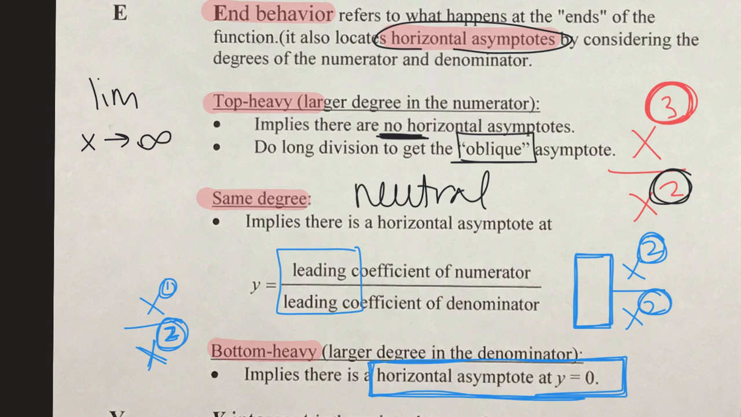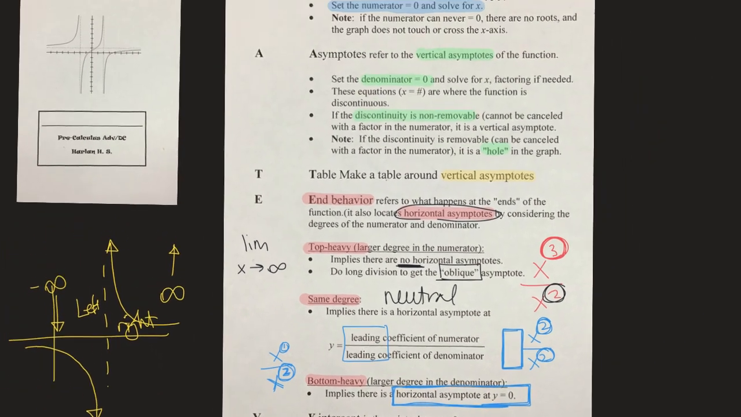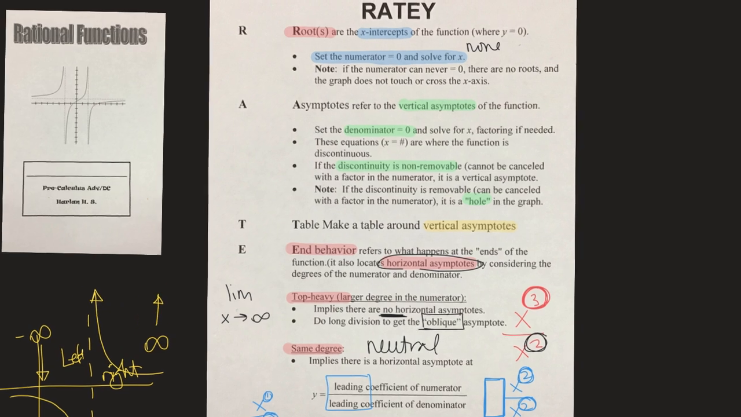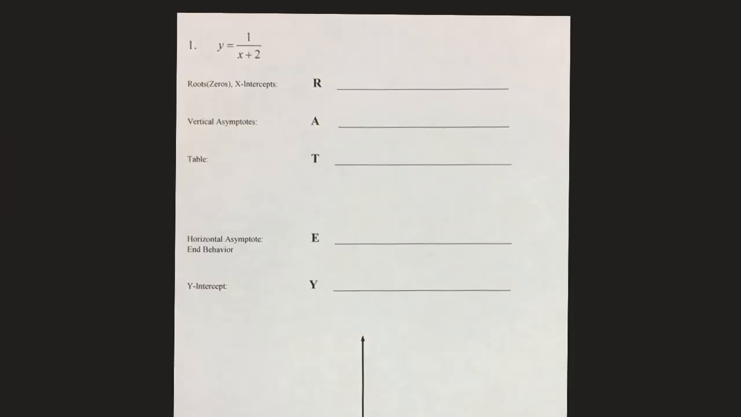So an x comma y, 0 comma y. Right? 0 comma y is where it crosses the y-axis. So R, A, T, E, and Y, those are the letters that we're going to solve or calculate every single time we do a rational equation problem. So let's jump in and see some examples.